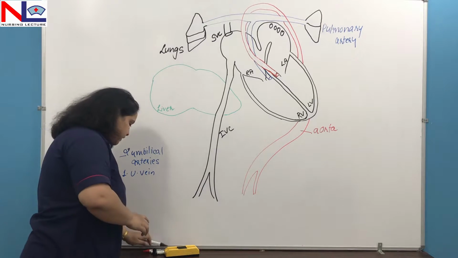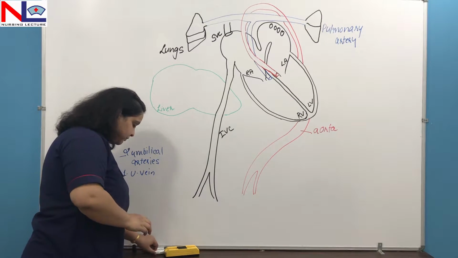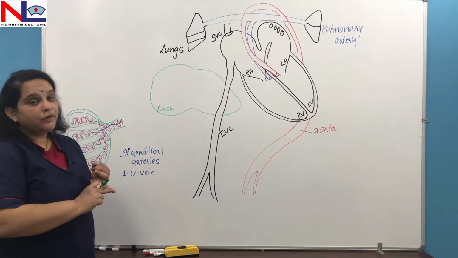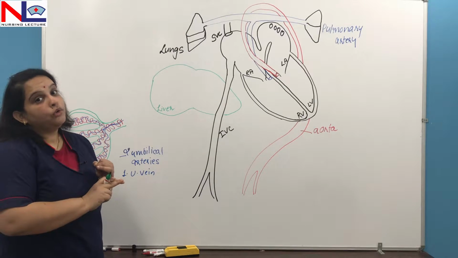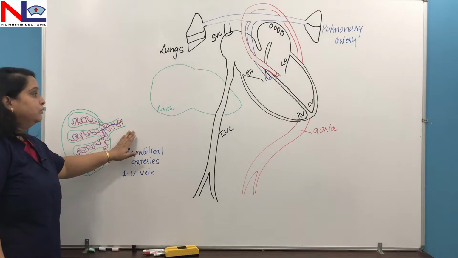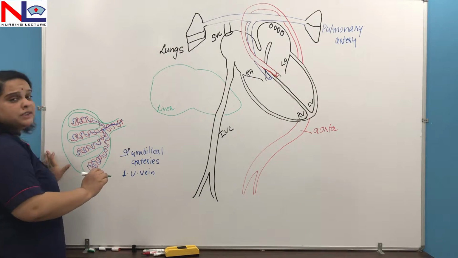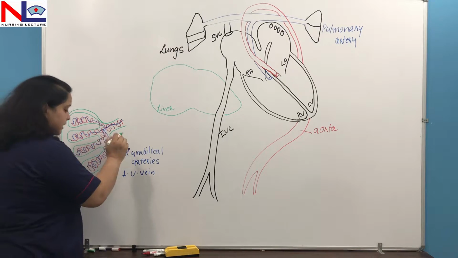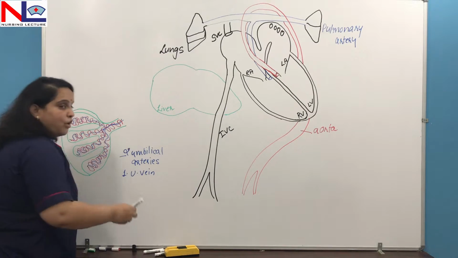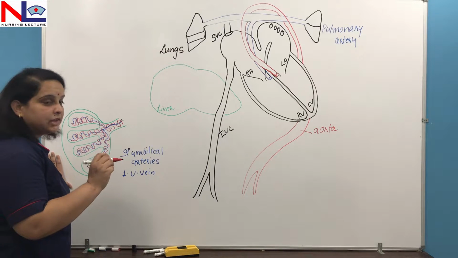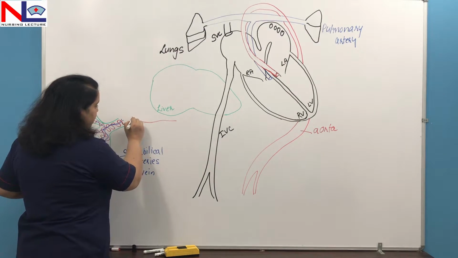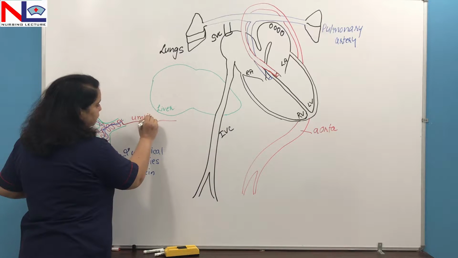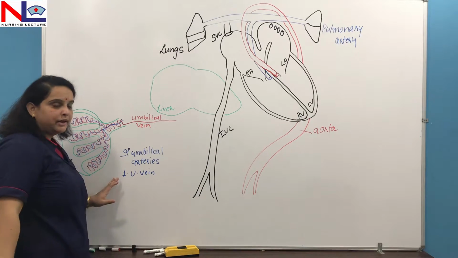Now we'll start with the circulation. That is the first aspect of our lecture, that is how the fetal circulation takes place before birth. Okay, now let's see here. Firstly, as I told you before, the vessel which carries oxygenated blood is the umbilical vein. So this is the umbilical vein that carries oxygenated blood.